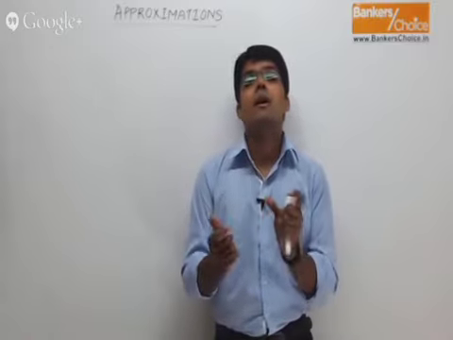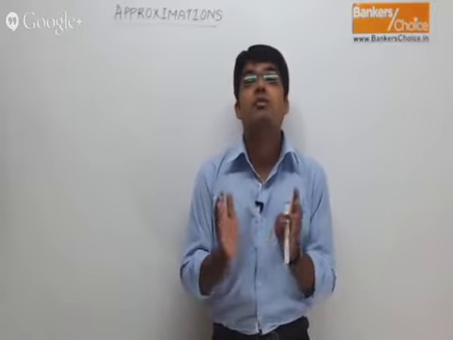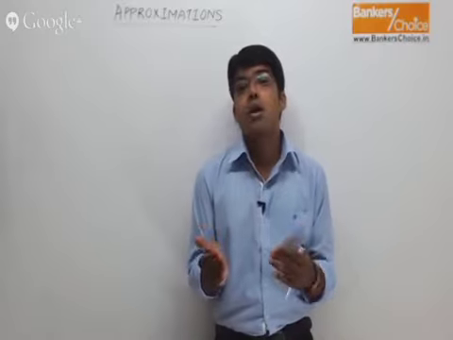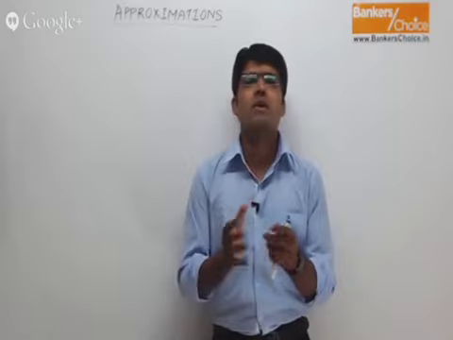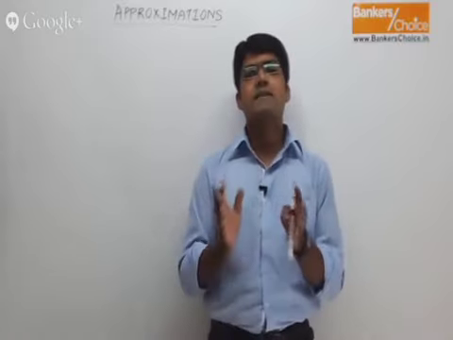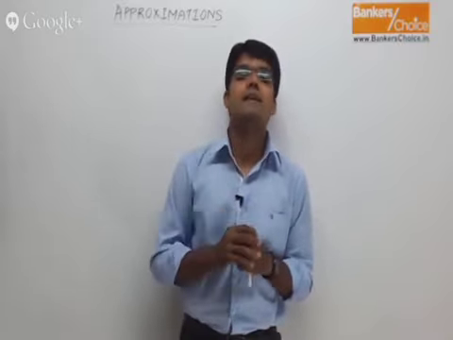Basically, how do you do an approximate multiplication? What are the do's and don'ts? Or I should say, what are the things which you must not do while following approximations or while doing approximate calculations? So let's first start with finding approximate square root.